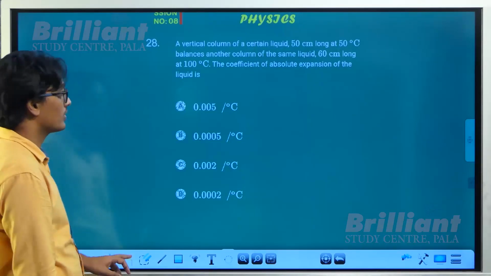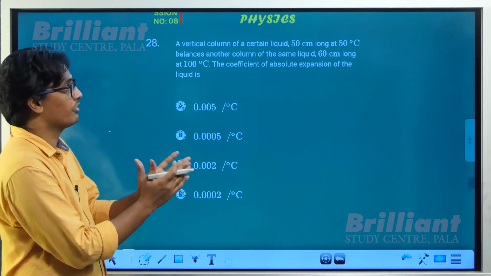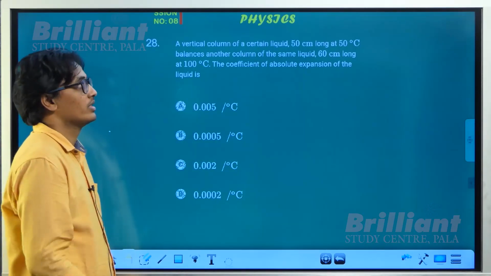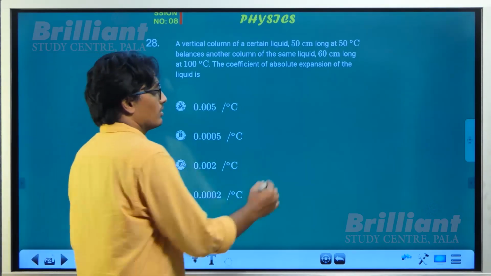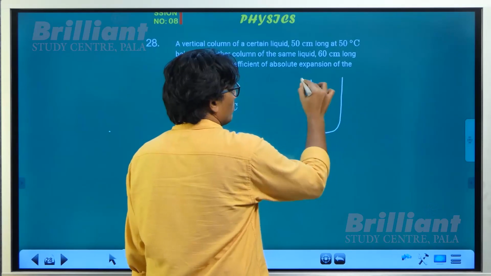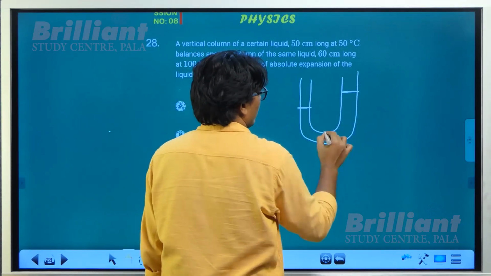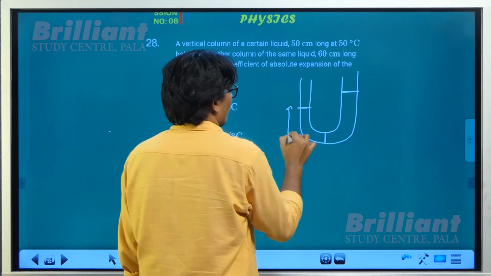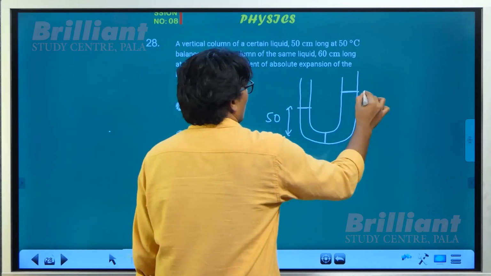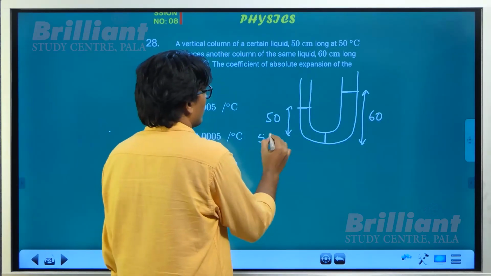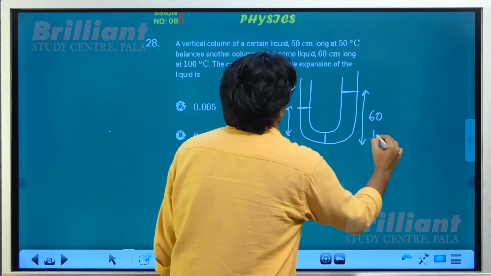A vertical column of a certain liquid 50 centimeters long at 50 degrees centigrade balances another column of the same liquid 60 centimeters long at 100 degrees centigrade. So you can take it like a U-tube. This is 50 centimeters, this is 60 centimeters. This is at 50 degrees centigrade, this is at 100 degrees centigrade.